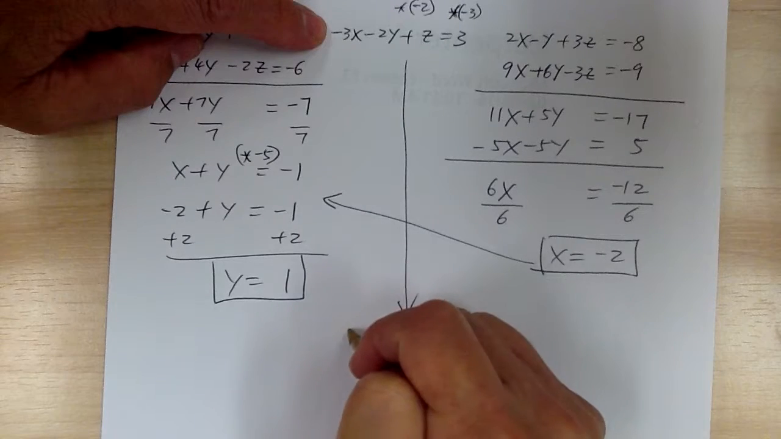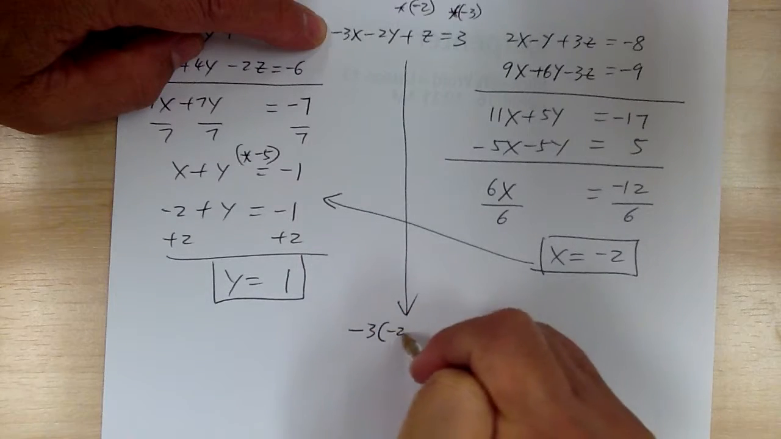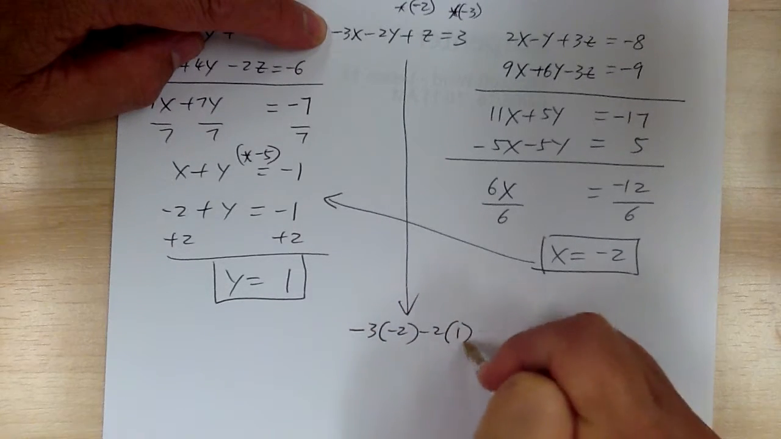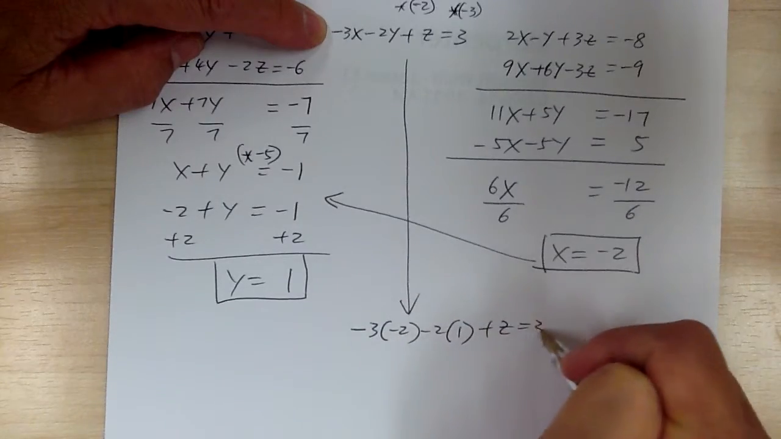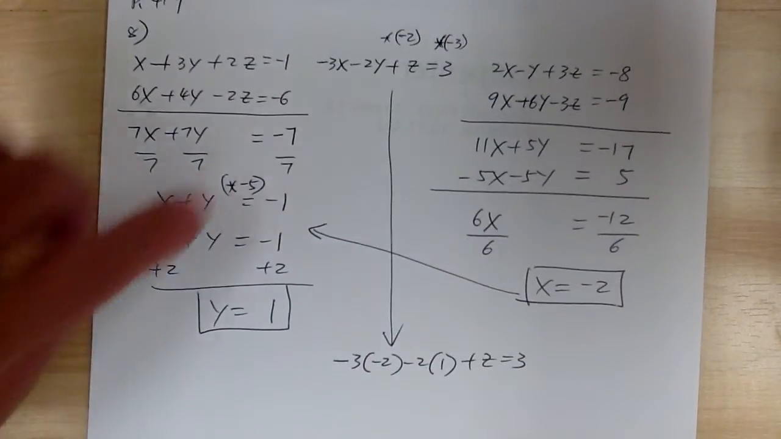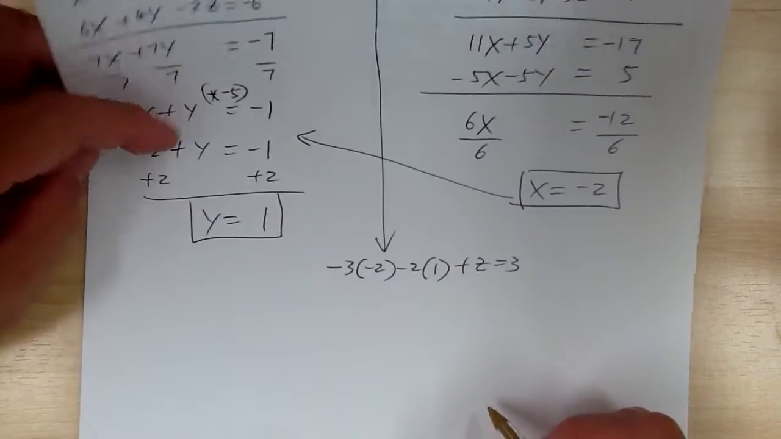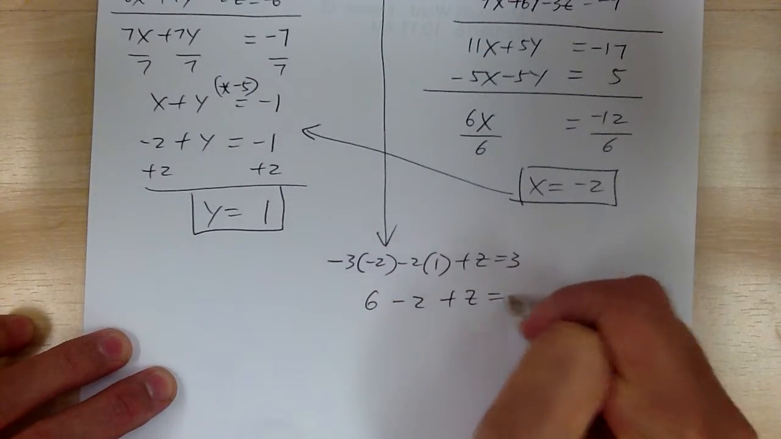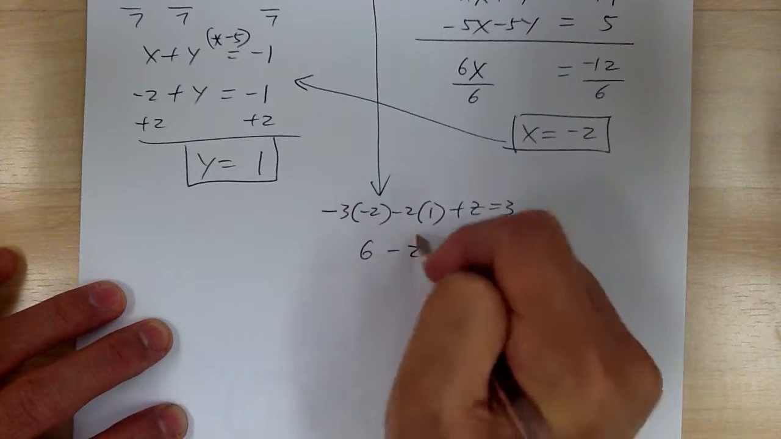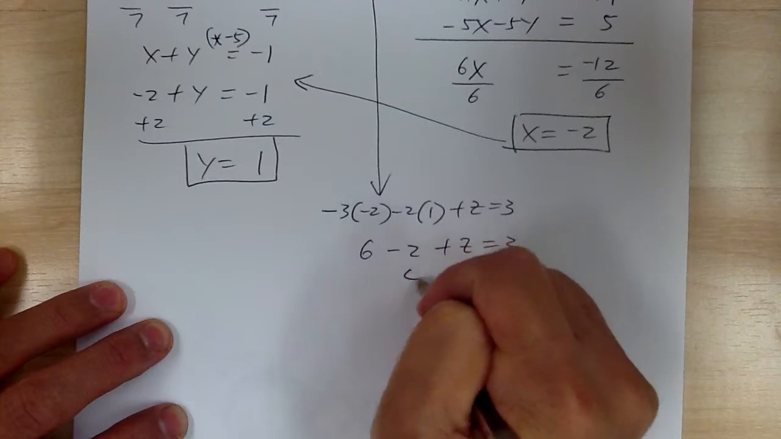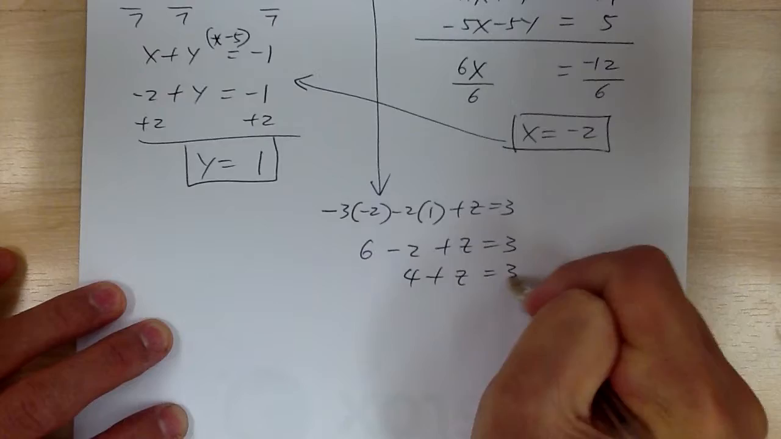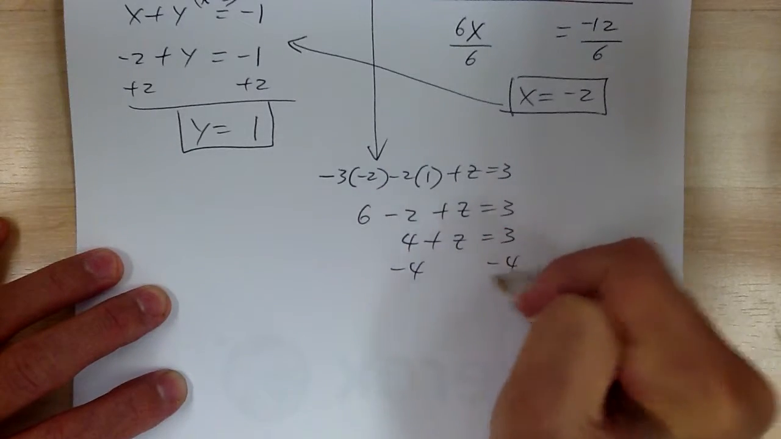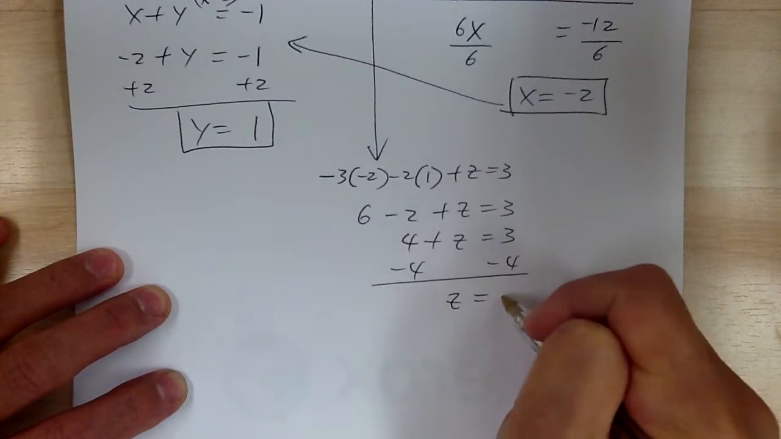Okay, so I get -3 times x minus 2 times y plus z equal to 3. Okay, so I'm going to use this equation over here. So I get 6 minus 2 plus z equal to 3. So this is 4. So 4 plus z equal to 3. So -4 minus 4. So z equal to -1.